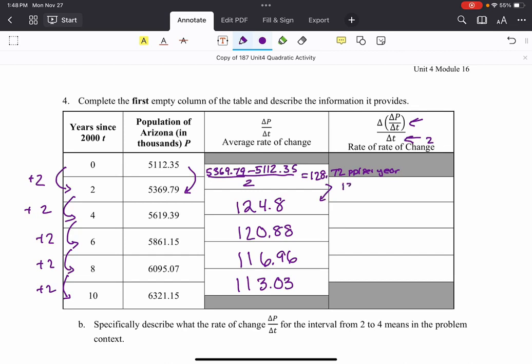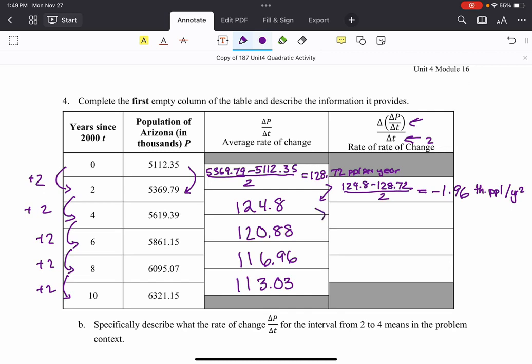So 124.8 minus 128.72, all divided by 2, comes out to negative 1.96 thousands of people per year. I know, it's a weird unit. Or you could think of it as thousands of people per year squared, which is another way sometimes people write it. I like the per year.